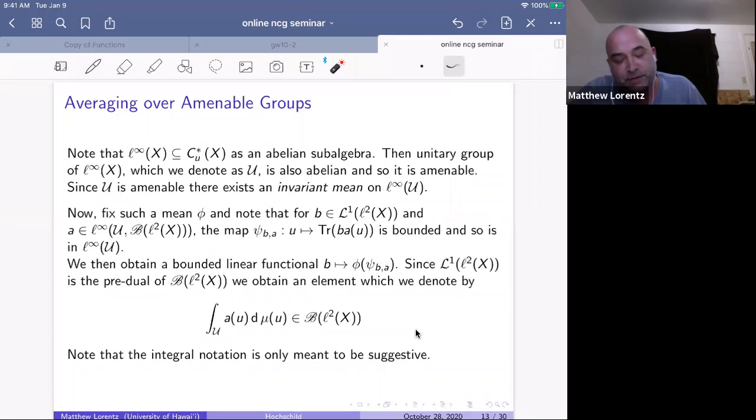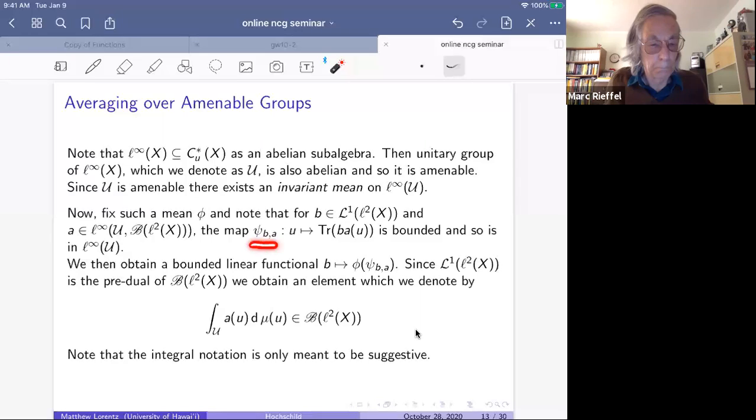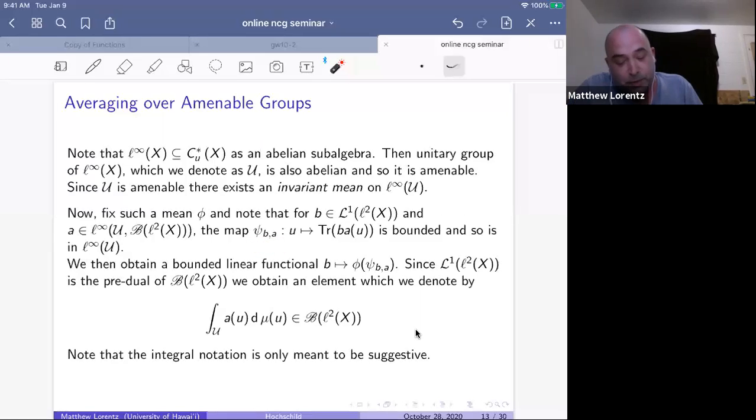And then since L-infinity is abelian, of course, its unitary group is abelian, so it's amenable. So there exists an invariant mean on L-infinity of U. We're going to fix one of those means. And then if we take an element B in the trace class operators, and we take A in the bounded operators from the unitary group to the bounded operators on the square summable sequences, this map psi sub BA would take U and bring it to the canonical trace of B times A of U.